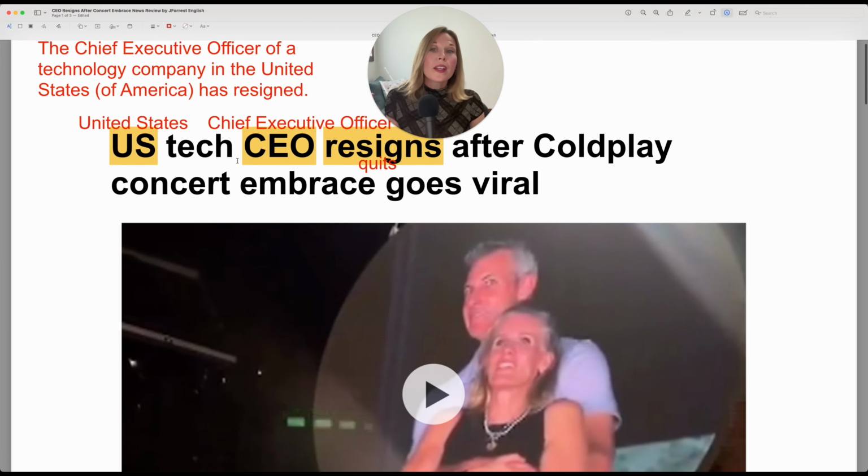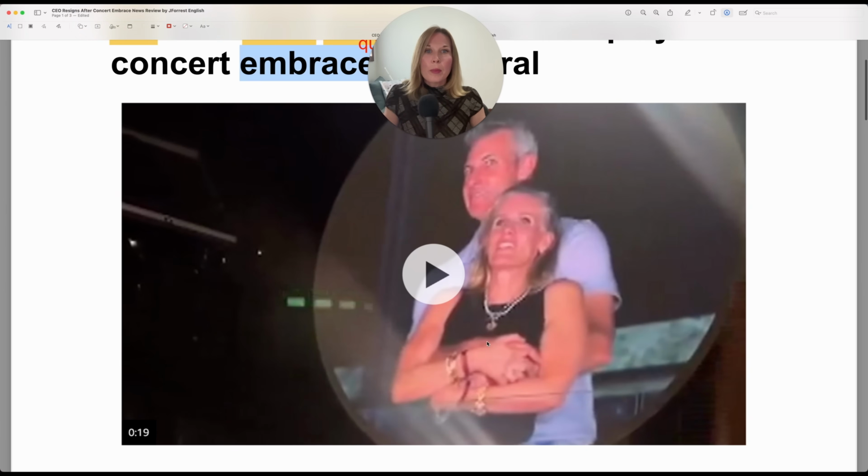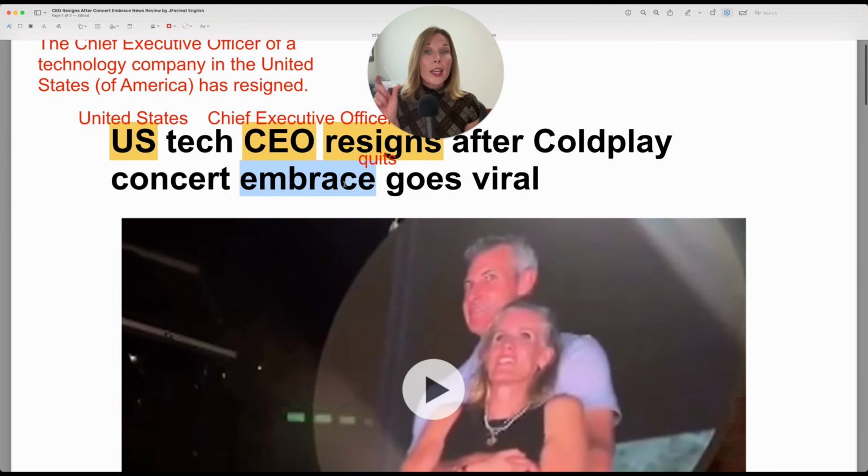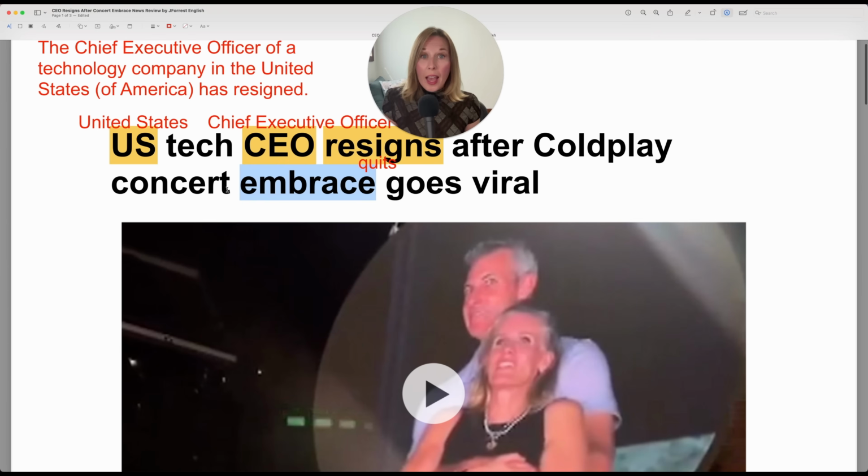Let's keep going. "US Tech CEO resigns after Coldplay concert embrace." Do you know what this means? Well, they're doing it right now in this image. So an embrace between two people can be a hug or a kiss. It wouldn't be a handshake, but it would be more intimate touching between two people like they are doing here. So in this case, it looks like they're hugging. So that would be an embrace. And it's an embrace that took place at a Coldplay concert. So again, Coldplay and concert gives you information about what type of embrace, so it functions as adjectives as well.